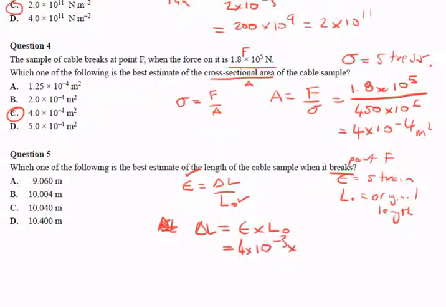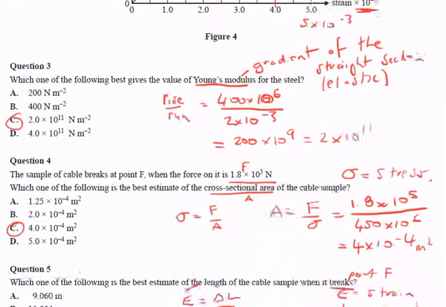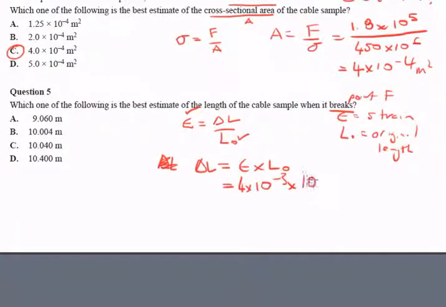And the original length is up here, 10 meters. That's 4 by 10 to the minus 2, or 0.04 meters. That's how much its length changes by.